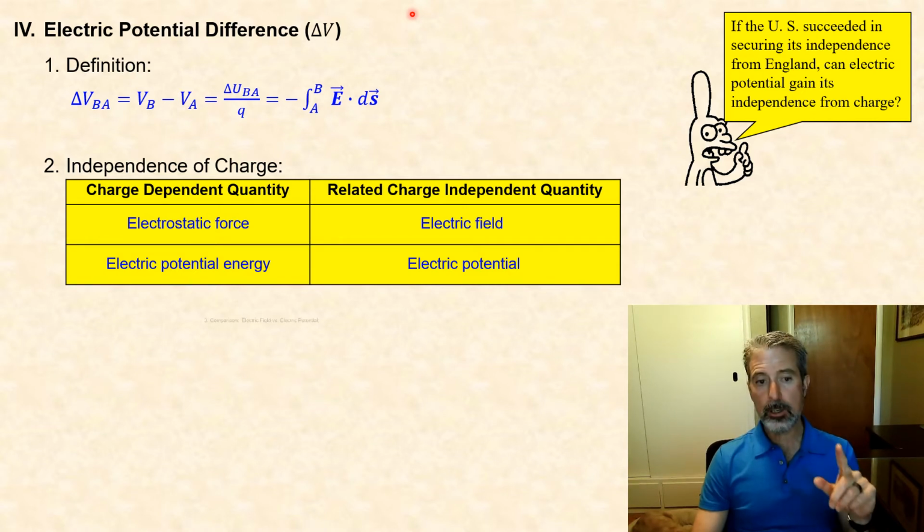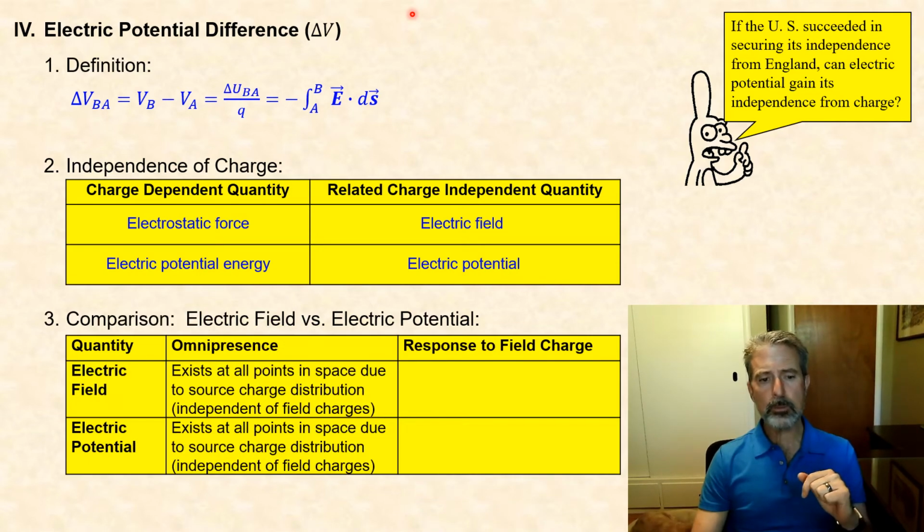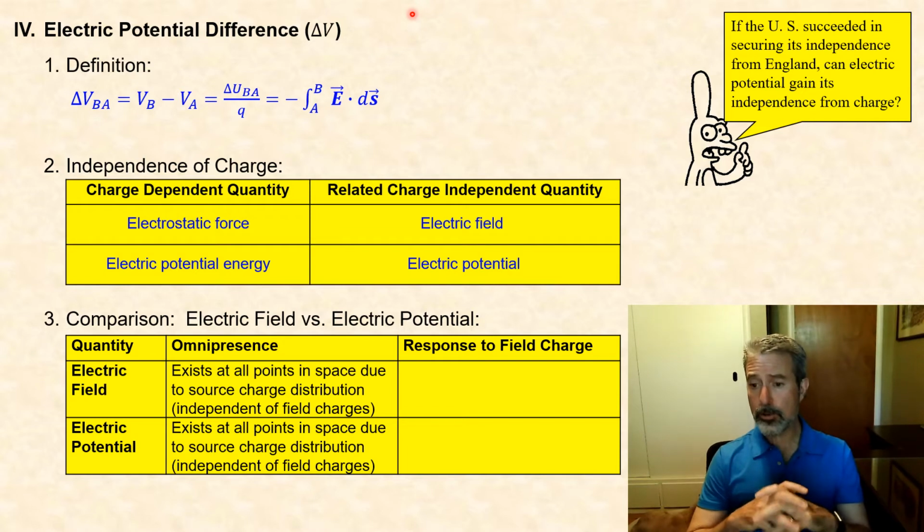So let's highlight this a little bit more when we make this comparison between an electric field and electric potential. So in the case of the electric field, we said that, first of all, it is a vector field.